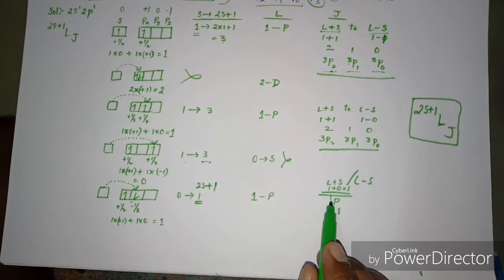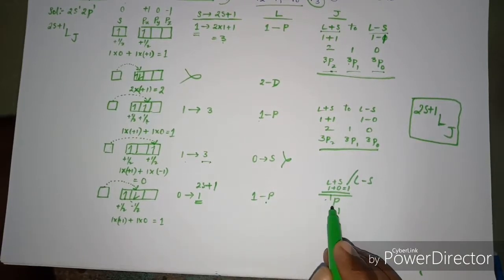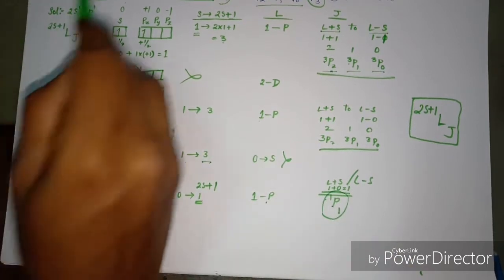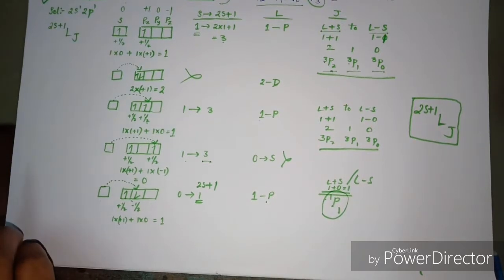Now the possible term symbol: 2S plus 1 value is 1, P, and J value is also 1, so 1P1. We can observe 1P1 here. So our answer is A.